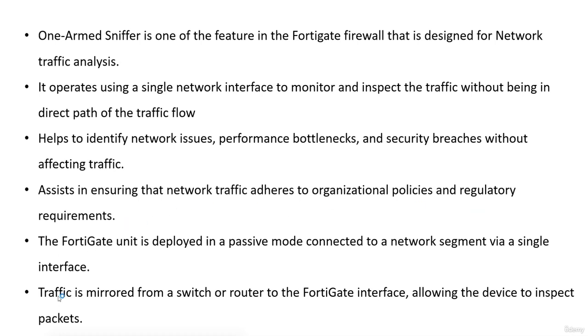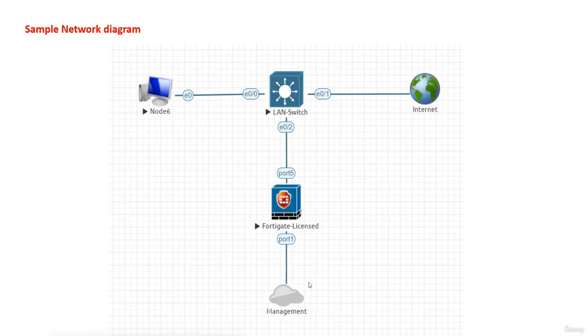So these are the two things that talk about the deployment and traffic flow. The FortiGate unit is deployed in passive mode, connected to the network segment via a single interface. The traffic is mirrored from the switch or router to the firewall interface, allowing the device to inspect the packets. This we have already discussed.